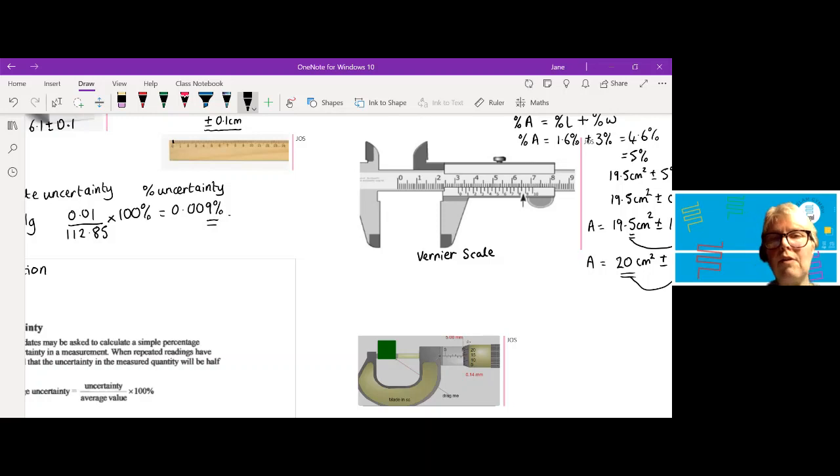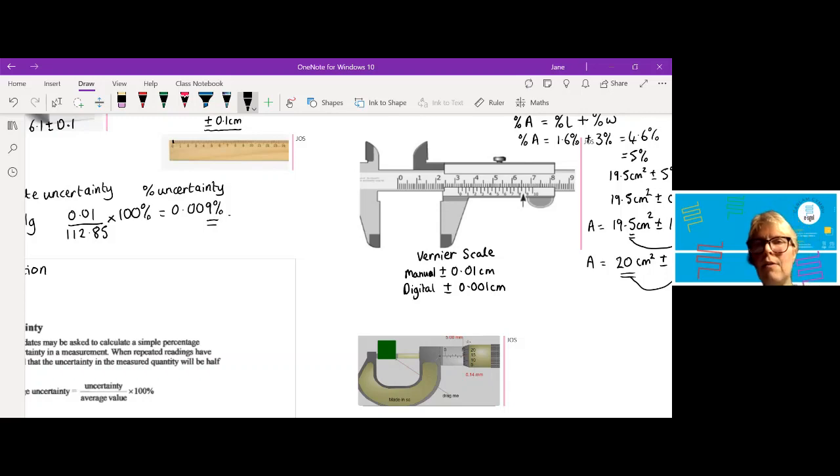A vernier scale, if it's manual, can read to plus or minus 0.01 of a centimetre, i.e. it's 10 times more precise, i.e. the resolution is 10 times greater. But if you've got a digital one, it can read to plus or minus 0.001 centimetre.